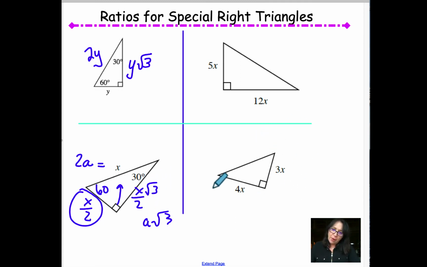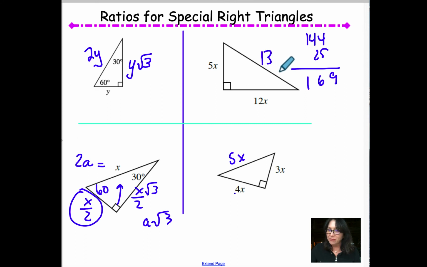Now, this right here is a 3, 4, 5 triple. So this would be 3x, 4x, and then 5x. And then likewise, another triple, 5x, 12x, and 5, 12, and let's see here, 144. So what's 144 and 25? 169, which is a 13, right? 5, 12, 13. And then x, x, and then x. And that's where that came from.